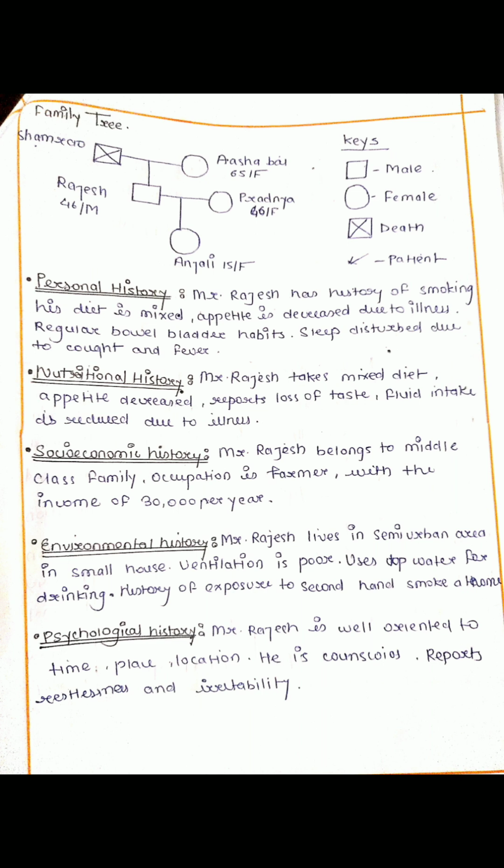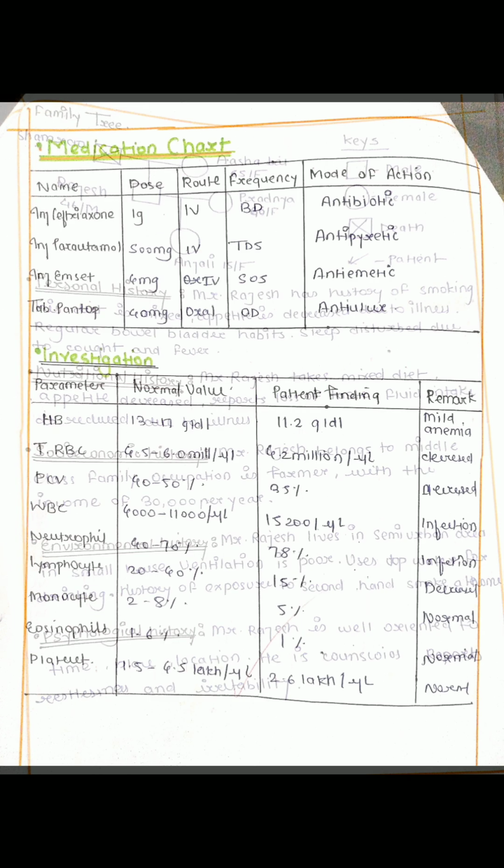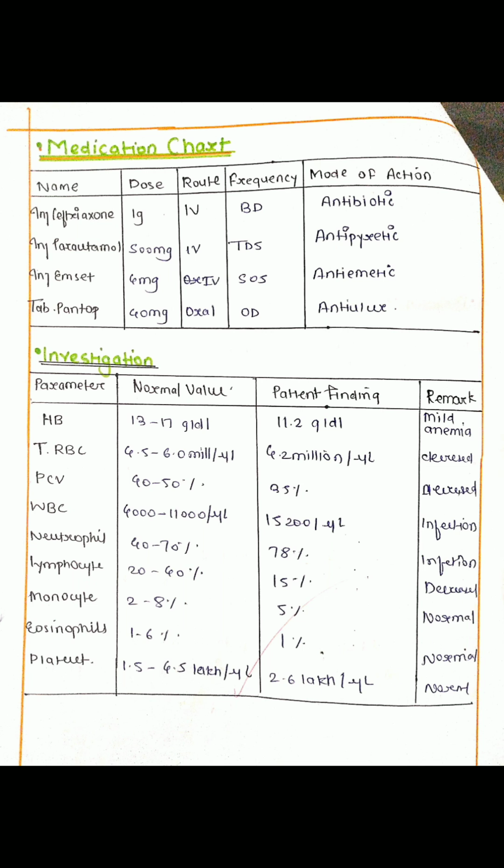And then comes socio-economic history, in which we have to write the class of the family, like middle class, high class, low class, and their income per year, for example 30,000. Then comes environmental history, in which we have to write the area in which the patient lives, like urban, or he lives in a city. And last comes psychological history, in which we have to write if the patient is conscious, oriented to time, place, location or not, if the patient is cooperative, or is having any problem. Then comes a medication chart, in which we have to write the medications, their name, dose, route, frequency, and action. All these are given in the file of the patient.